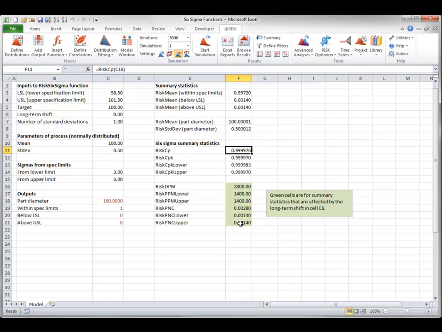Remember again that the numbers shown here are for a 3 sigma process. But even for this good a process, there are about 2,800 defective parts per million. This is why companies like Motorola decided that 3 sigma was not good enough. They strived for and achieved 6 sigma processes. But before seeing a 6 sigma process, change the mean to 100.5 so that it is closer to USL than to LSL and rerun the simulation.